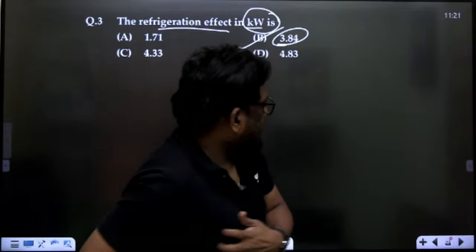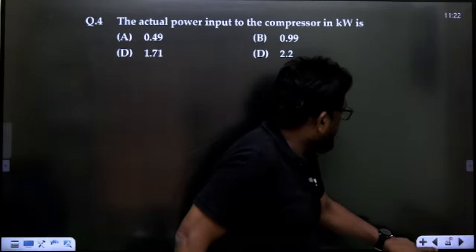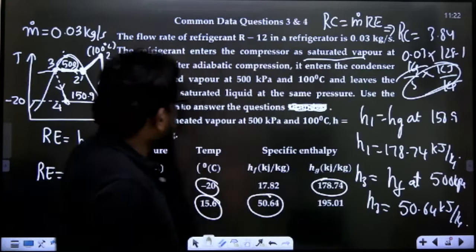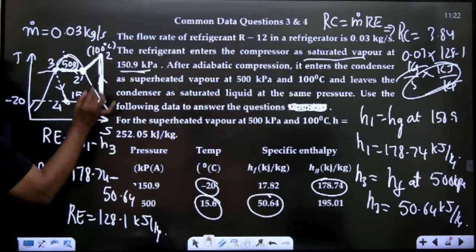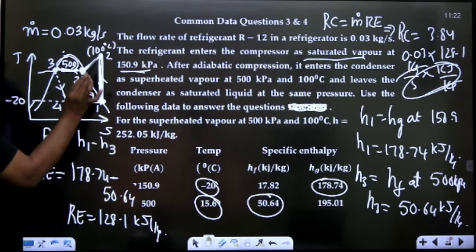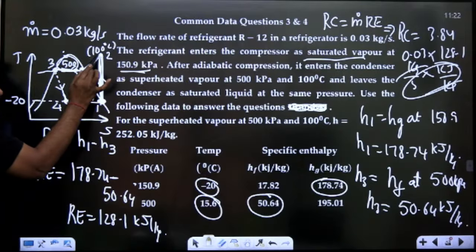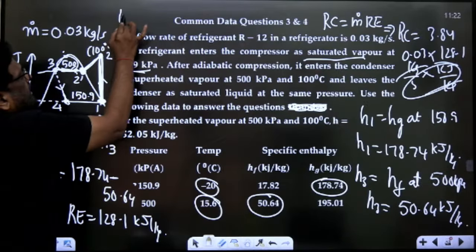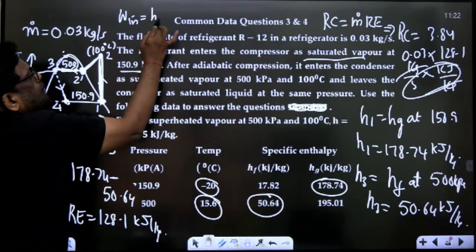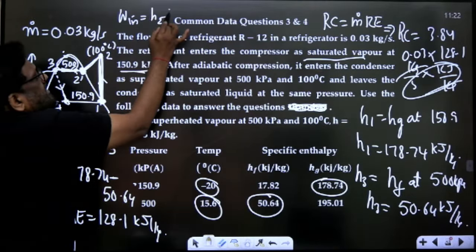Now what is the power input? देखो एक बार पावर इनपुट, मेरे प्यारे दोस्तों इधर देखो. He is asking power input. How can I calculate power input? So 1 to 2 is compression. You are giving input from 1 to 2. What is the work input? H2 minus H1. But he is asking power input. Power input will be mass flow rate into work input, H2 minus H1.